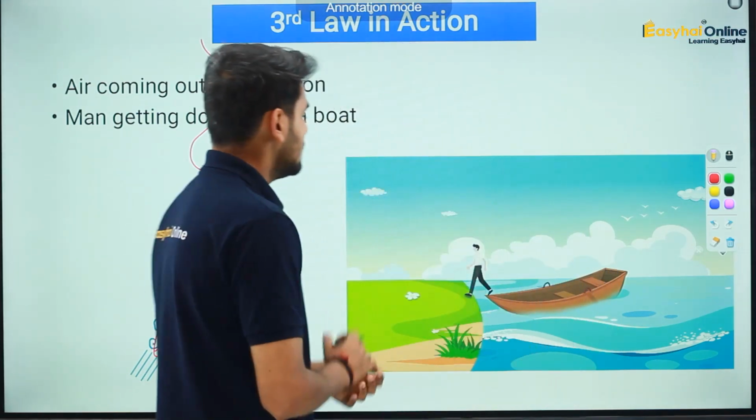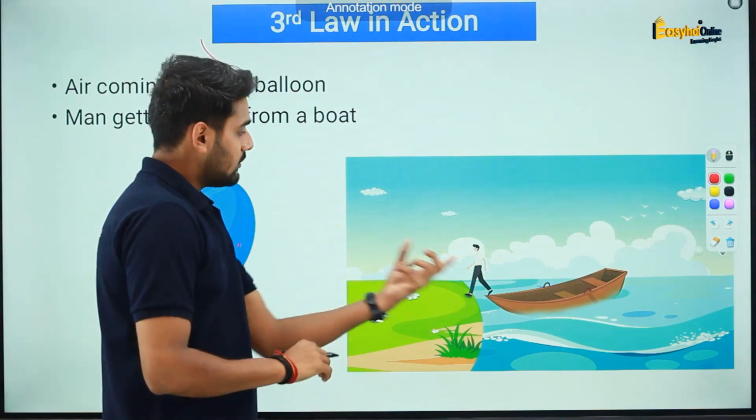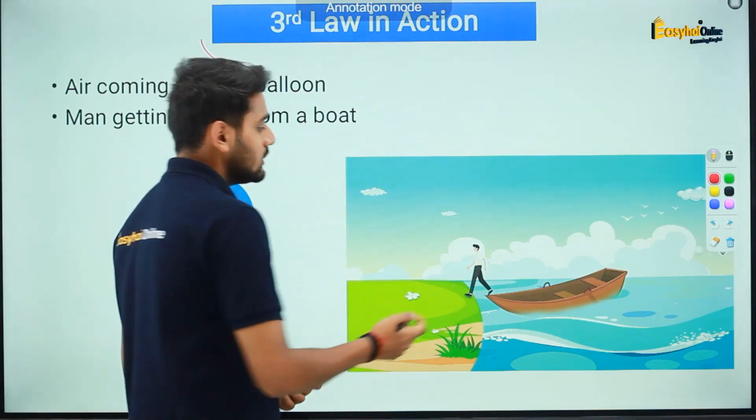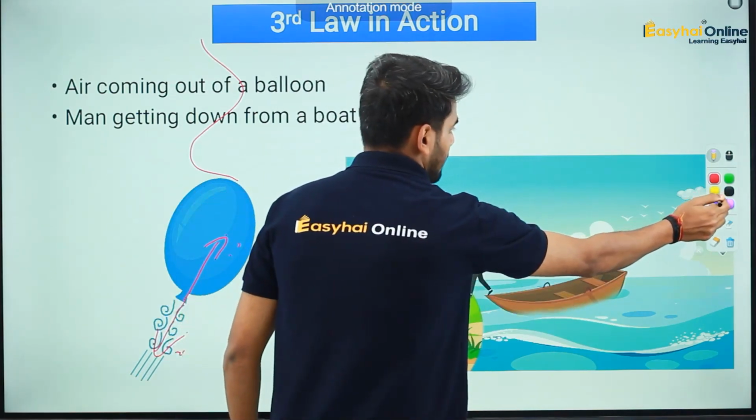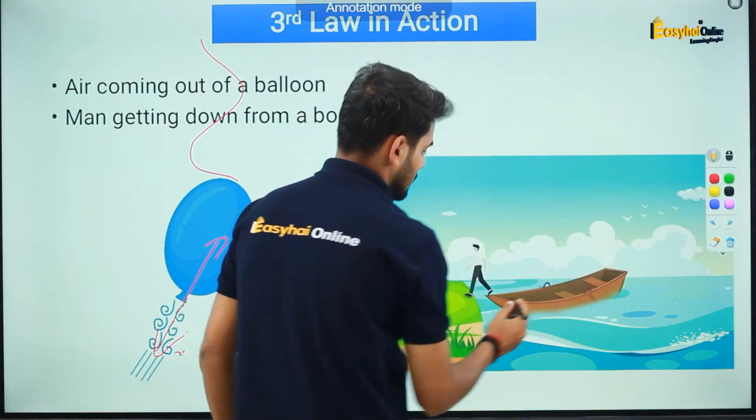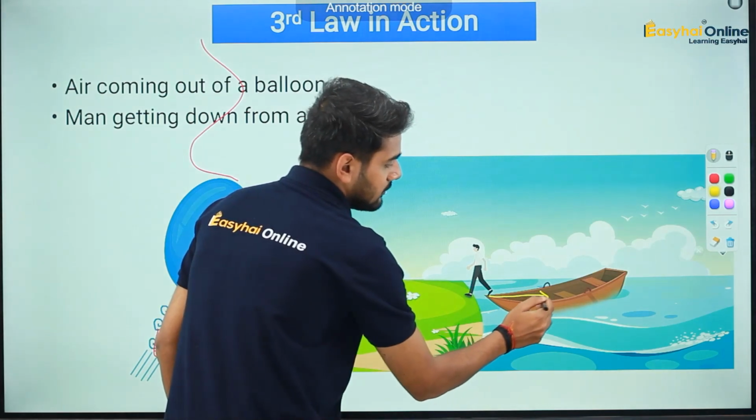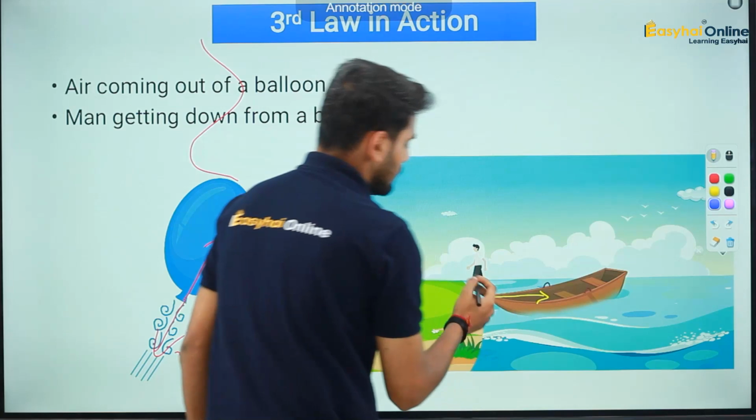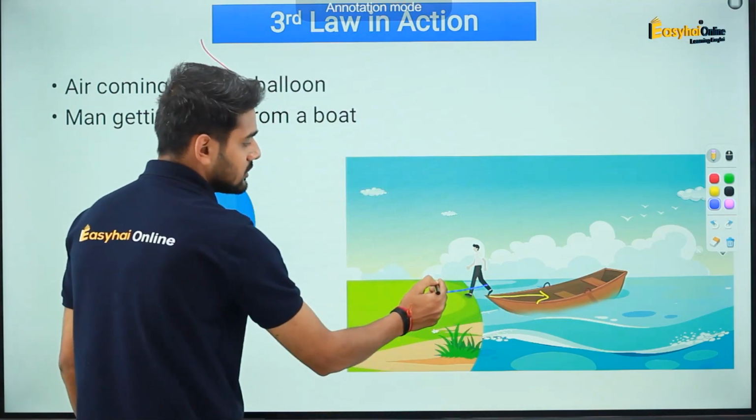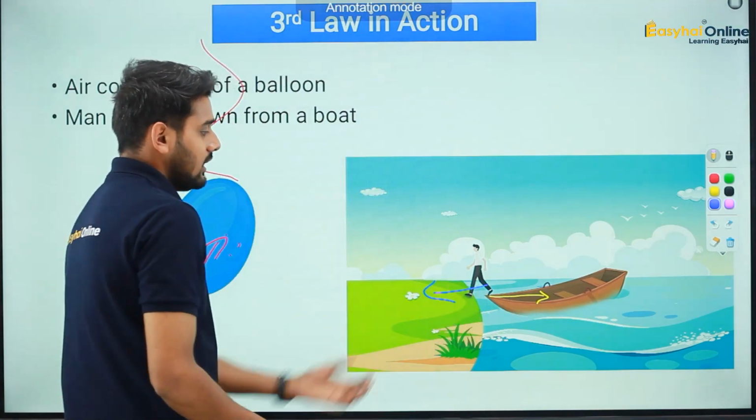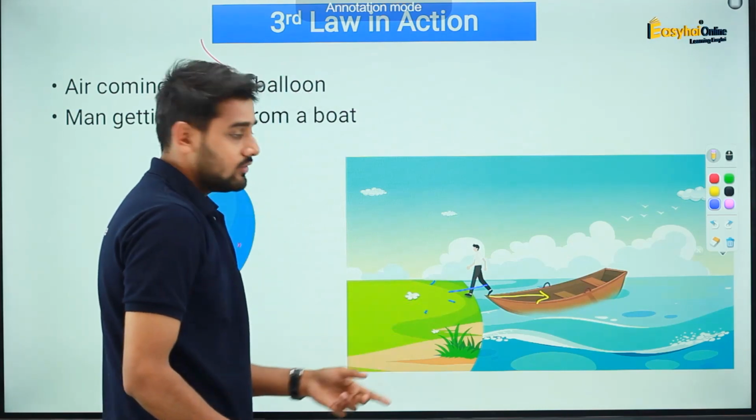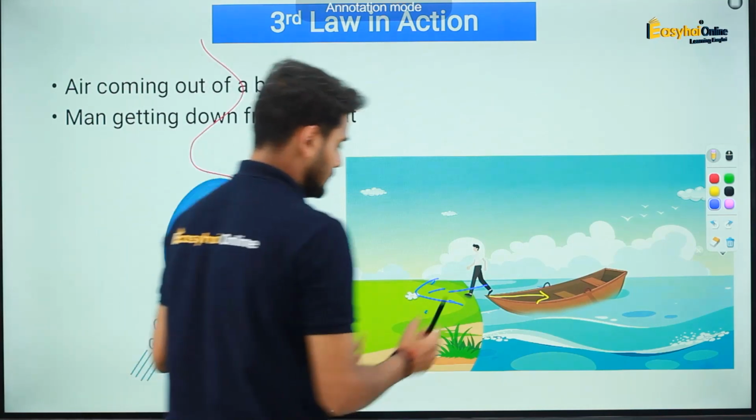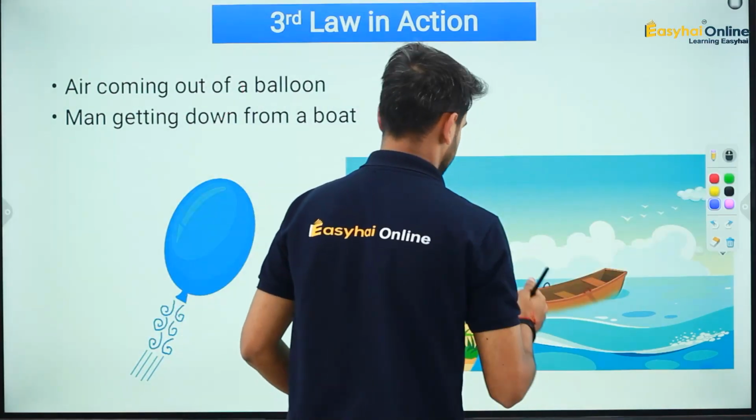The same thing is done in this case as well, that if a man wants to jump out of a boat onto the land, what he is doing is he's applying a backward force on this boat. Okay, he basically applies a backward force on this boat. As a result, now this boat is going to apply a forward force on this man. All right, and it is this force which makes the man move in the forward direction and he can now jump out of the boat.